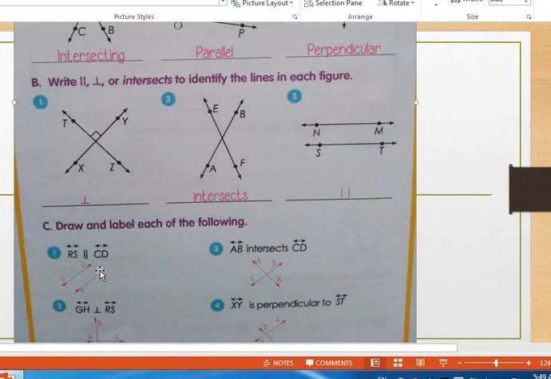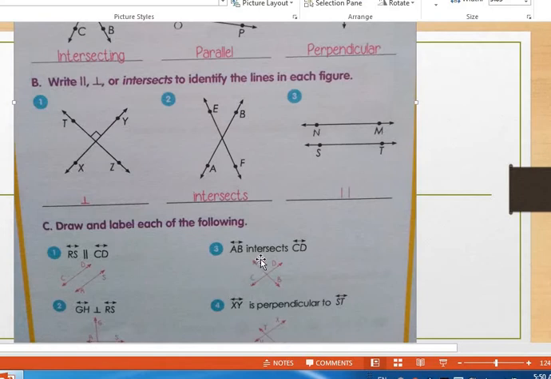RS line is parallel to CD line, so I'll draw CD, and by using your own ruler, draw a line opposite to this line, and the same distance here, and they never can intersect. There is no intersection point that can happen between them. If you draw with your ruler a line here, and by moving your ruler up here until you get to CD, the line will be parallel to it.